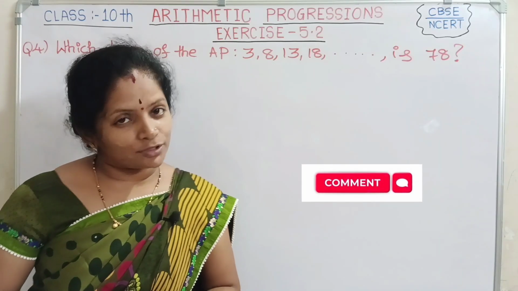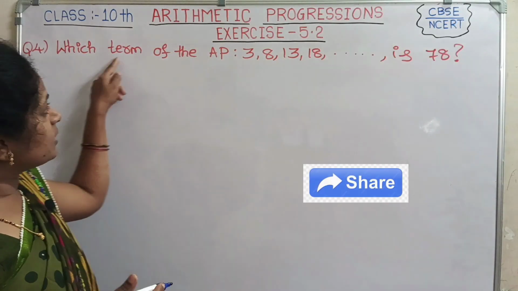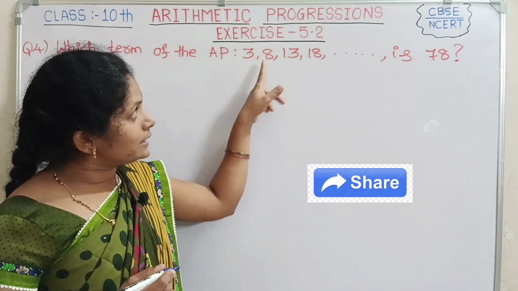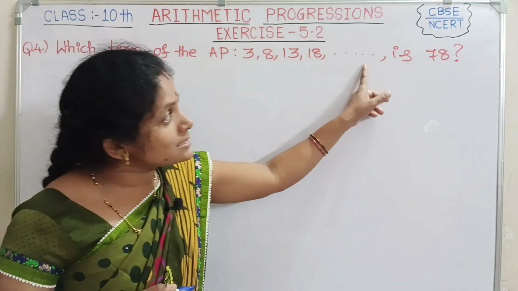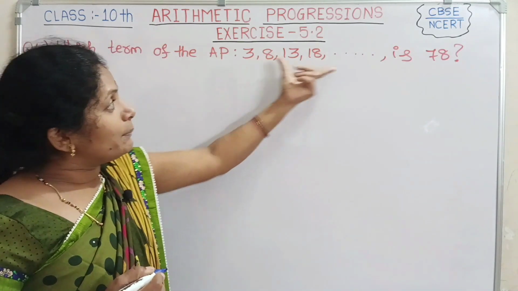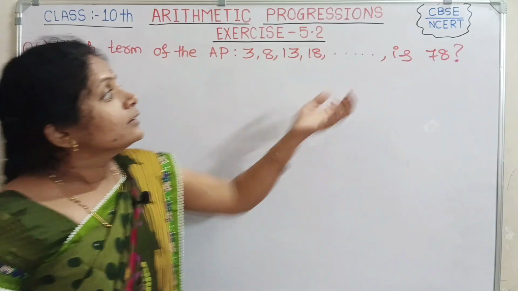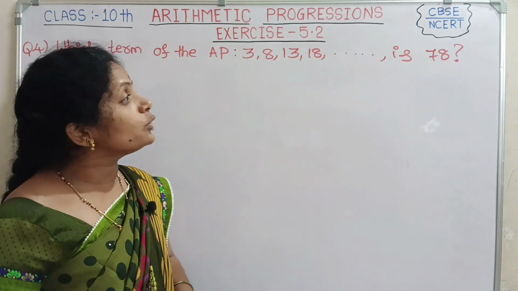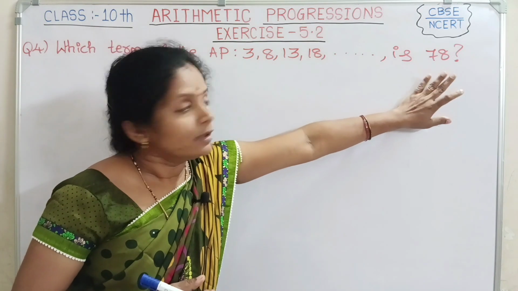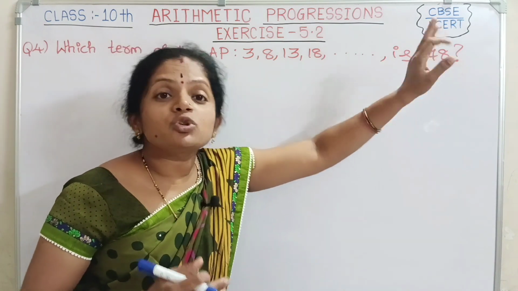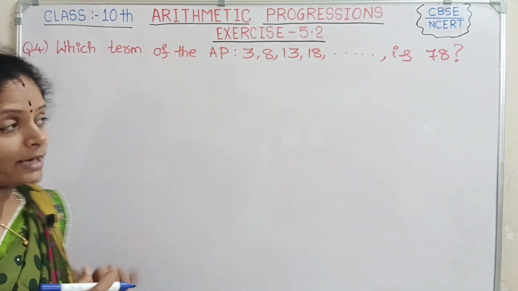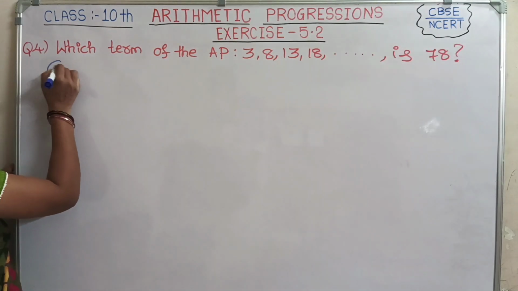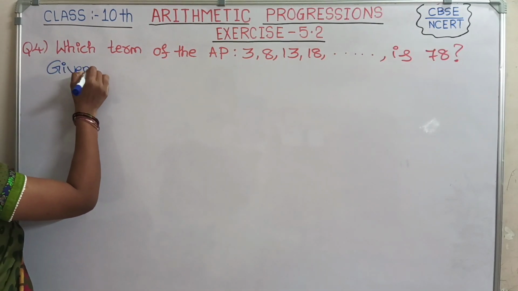10th standard CBSE board. Let us read out the fourth question. Which term of the AP 3, 8, 13, 18 is 78? Here the AP is given to us and the term 78 is given. What will be the nth term so that it will be 78? Which means an is equal to 78 is given to us. We should understand that. We'll write the given data.